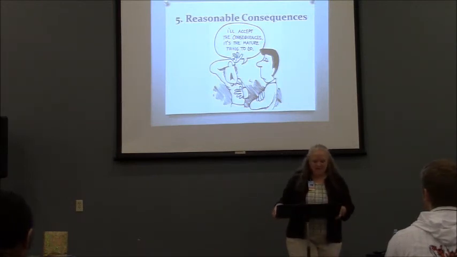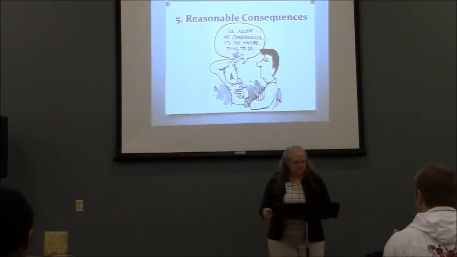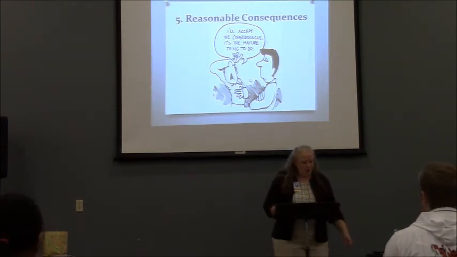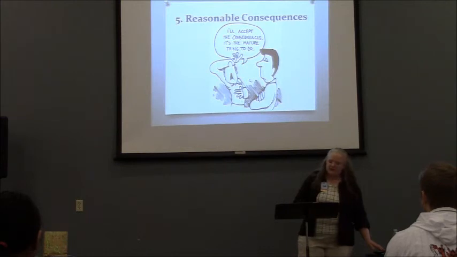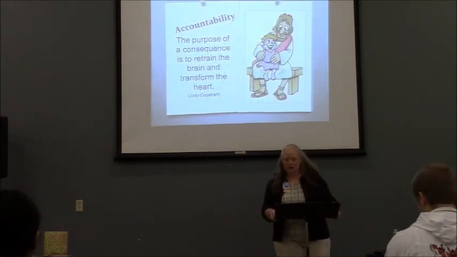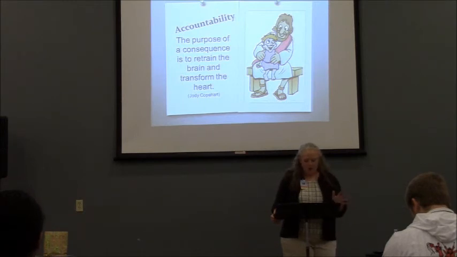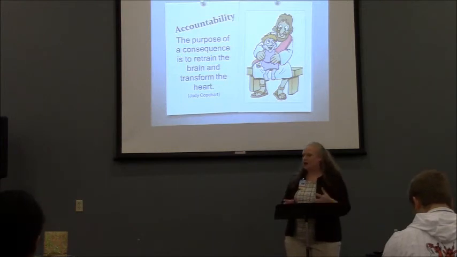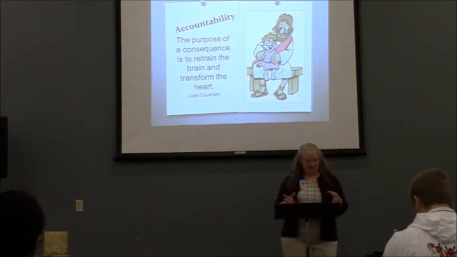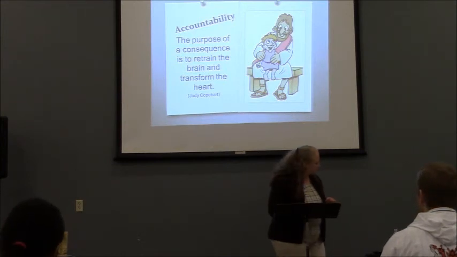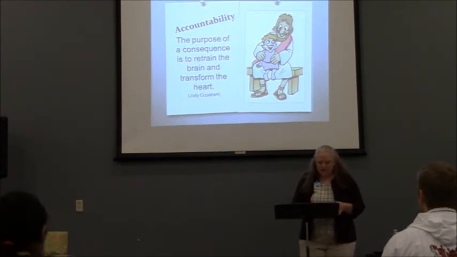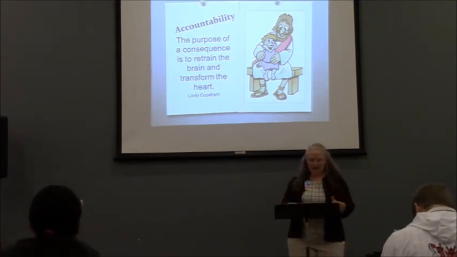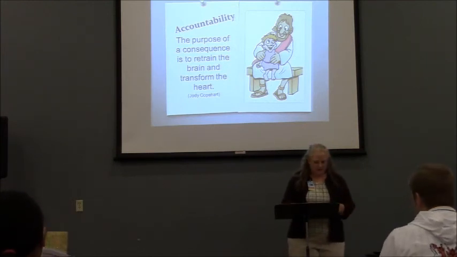A consequence is an effect, result, or outcome of something occurring earlier. Good classroom management uses reasonable consequences. When a teacher makes use of reasonable consequences in her classroom, she's teaching her kids to be accountable for their actions. I love this quote by Jodi Copart. She said, "The purpose of a consequence is to retrain the brain and transform the heart." I love that quote. I think it's good. The purpose of a consequence is to retrain the brain and transform the heart. The reason we use consequences is to help our kids retrain how they think, feel, and behave. So there's a good reason why we have consequences for behavior.